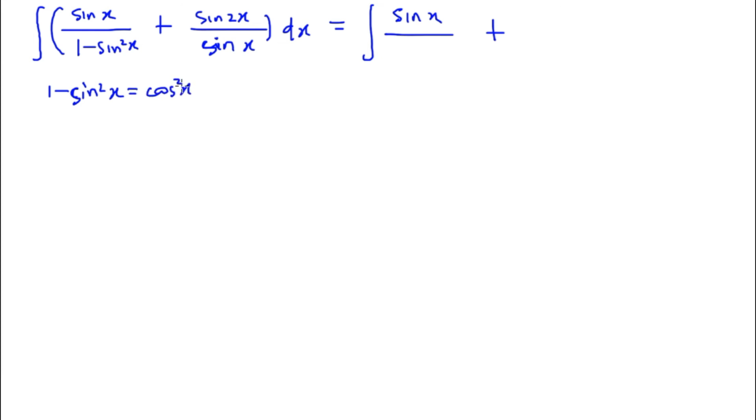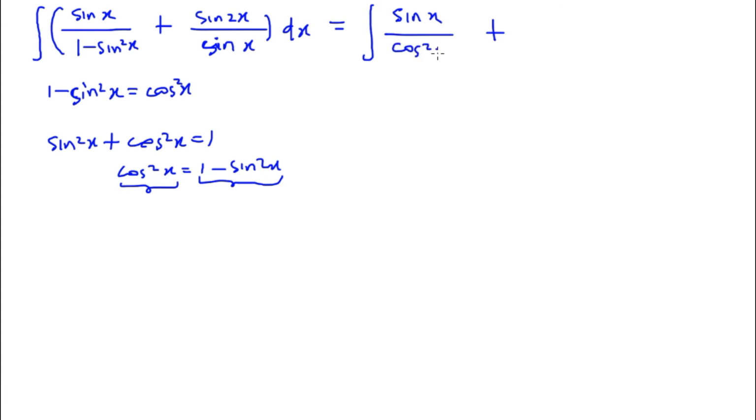Because according to the first trigonometry identity, sine squared x plus cos squared x is equal to 1. So if I make cos squared x the subject of the formula, cos squared x will be equal to 1 minus sine squared x. So anytime I see 1 minus sine squared x, I can replace it by cos squared x.